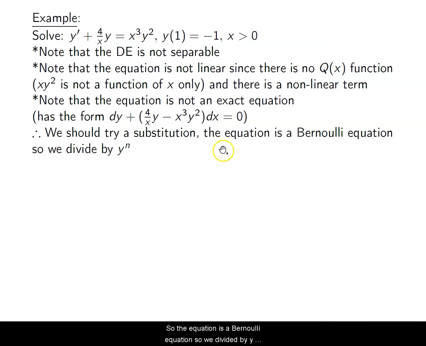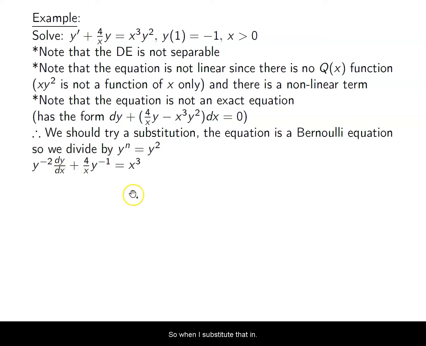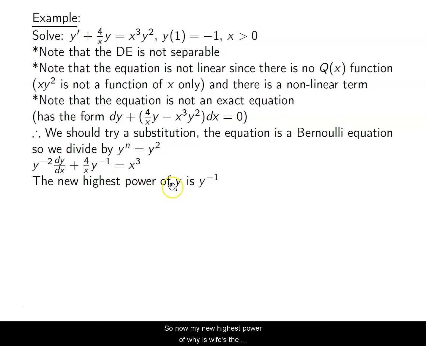Okay. So the equation is a Bernoulli equation, so we divide by y to the n. Here y to the n is going to be that y squared. So when I substitute that in, everything's going to go down. I'm dividing by y squared, so it's the same thing as multiplying by y to the -2. So this is going to go down by 1, and then this is going to disappear. So now my new highest power of y is y to the -1, so that is what I'm going to set u equal to. U is equal to y to negative 1.